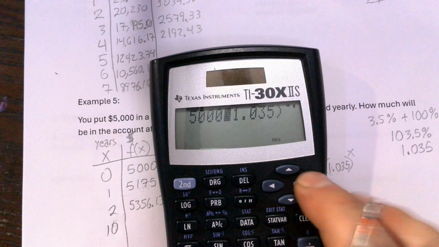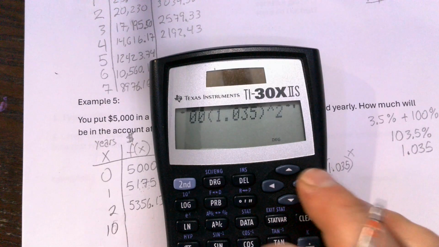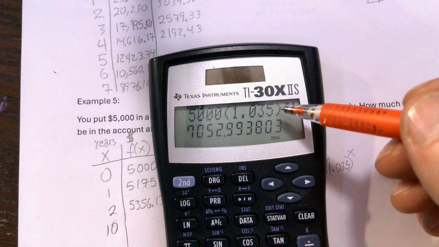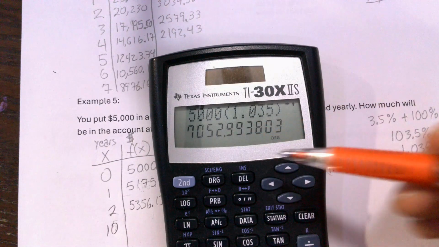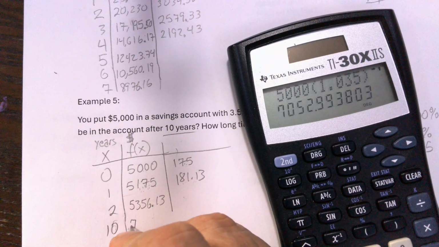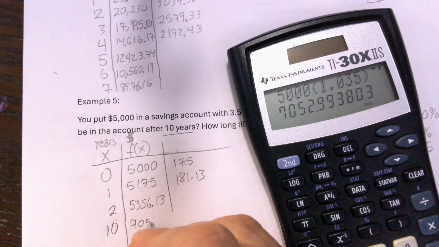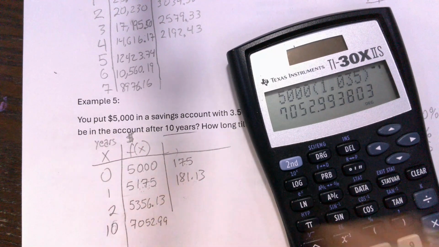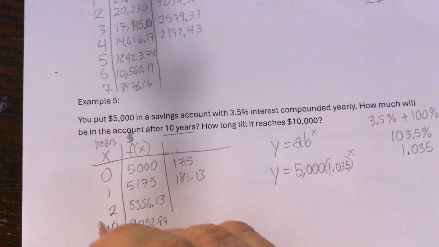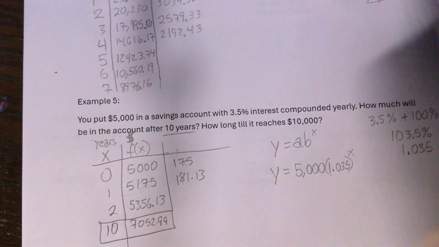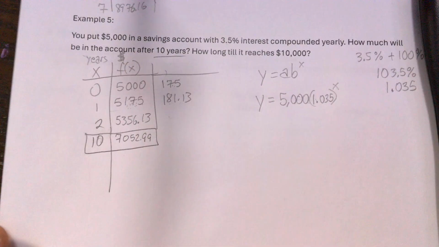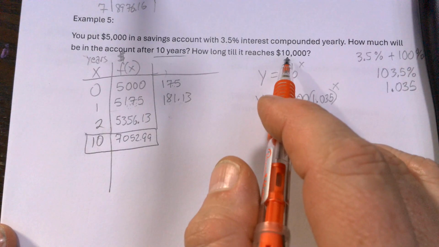So let's just plug 10 years into here. I'm going to go up, come over here, and instead of 2, I'm going to put 10 and hit enter. And there's your answer. After this 5,000's been in the bank for 10 years, you'll then have $7,052.99. So that will be the answer to this first question, how much will be in the account after 10 years. So let's go ahead and just box that in so we know that's the answer to our first question. Then the next question is, how long is it going to take to reach $10,000?